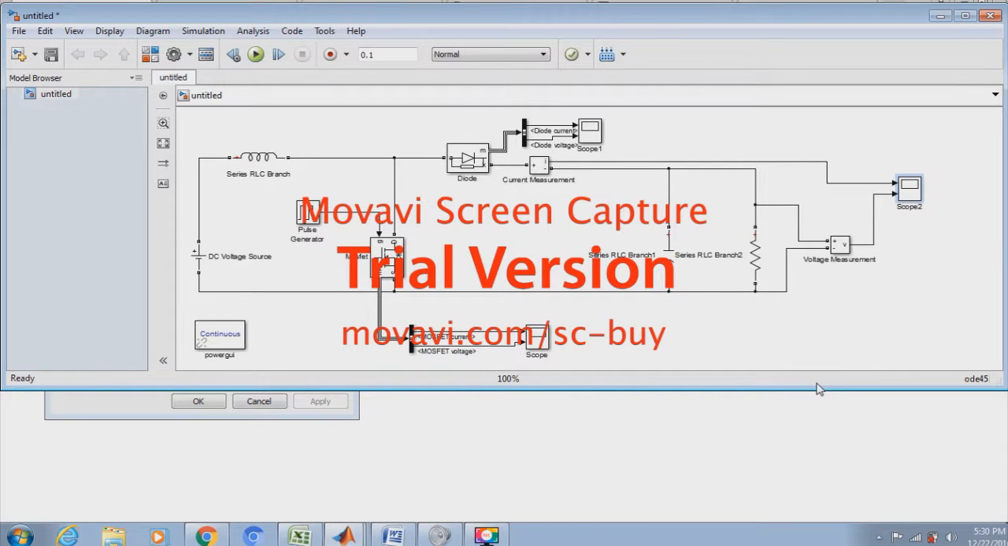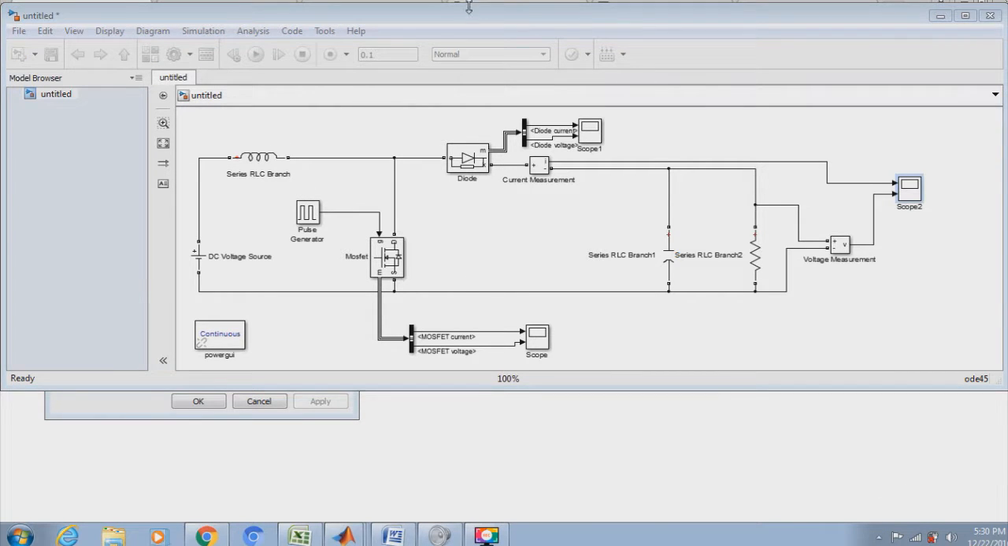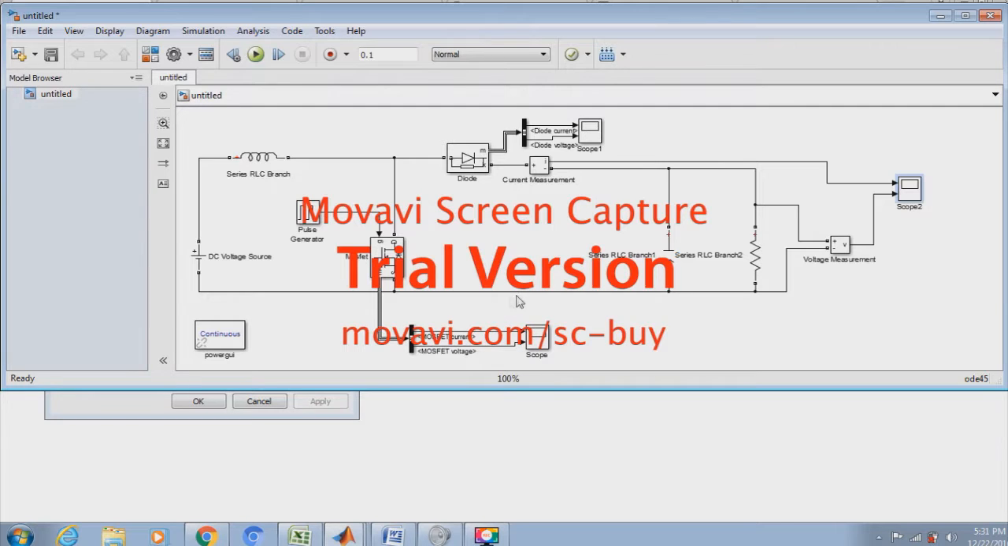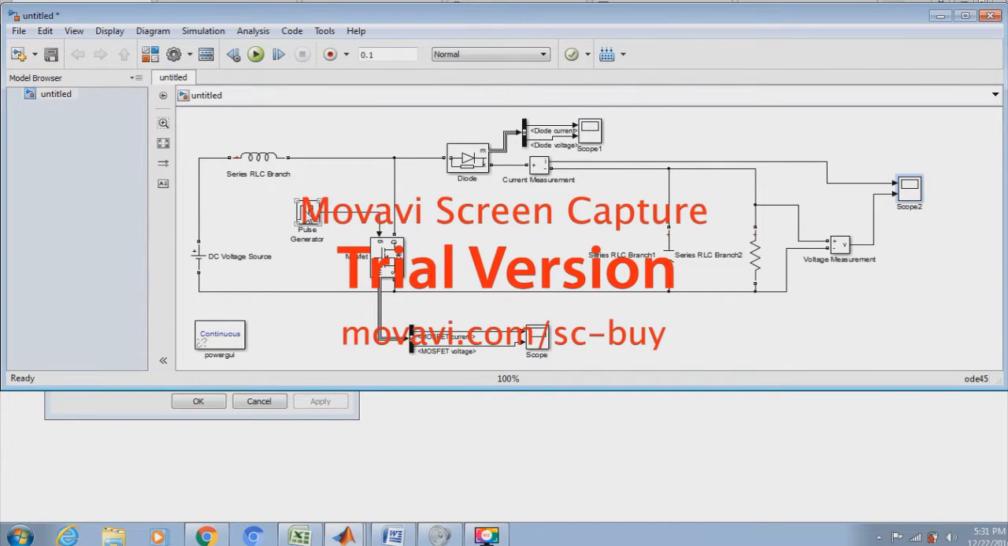Okay, so for the boost converter of the DC control, this circuit is provided with a pulse generator and a series RLC branch, which is the inductor, capacitor, and also the resistor, and it is powered by the DC voltage source. So there are three different variables for the inductor and also three variables for the pulse generator.